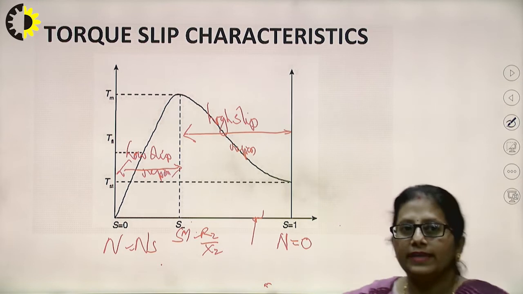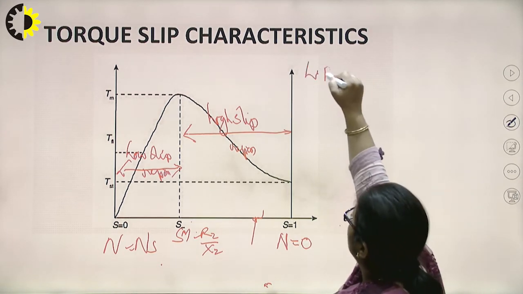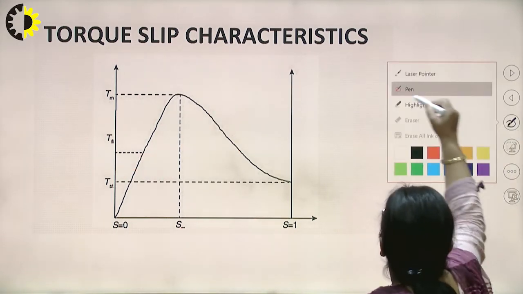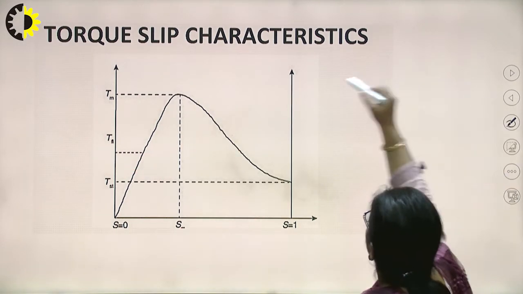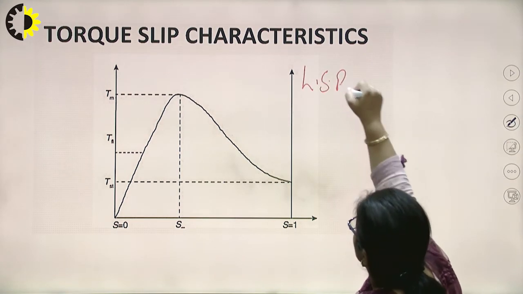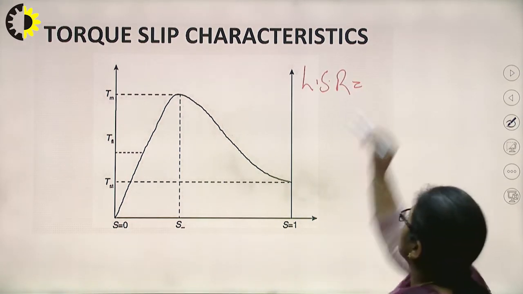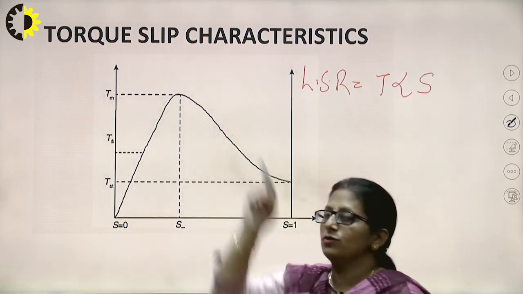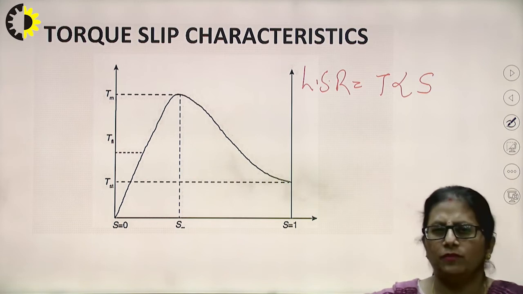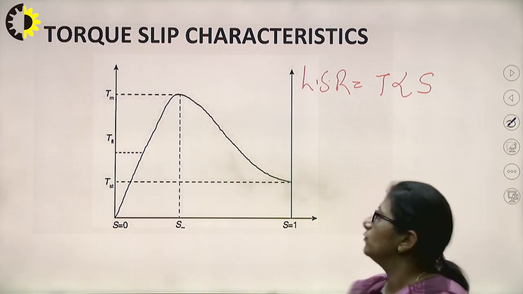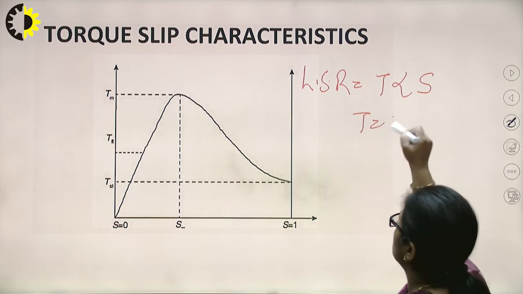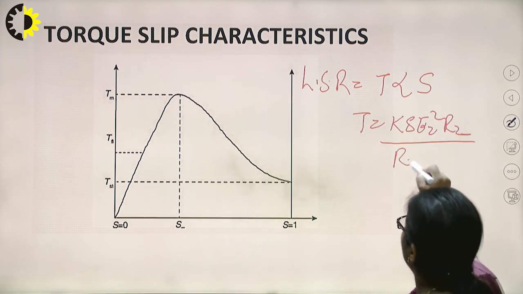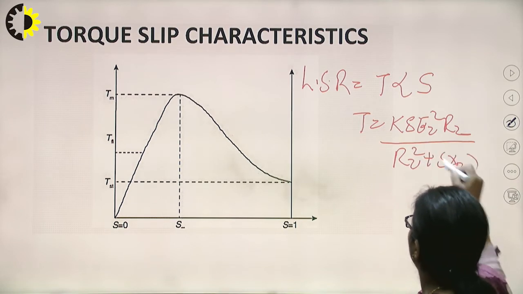Right? So now it can be seen that in the low slip region, the torque is directly proportional to the slip. As the slip is increasing, the torque is also increasing. It is directly proportional and that can be very well understood, right? What is the expression for the torque? What we have got for a running condition, that is K times S E2 square R2 divided by R2 square plus SX2 whole square, right?